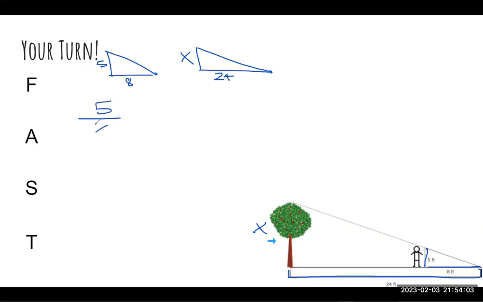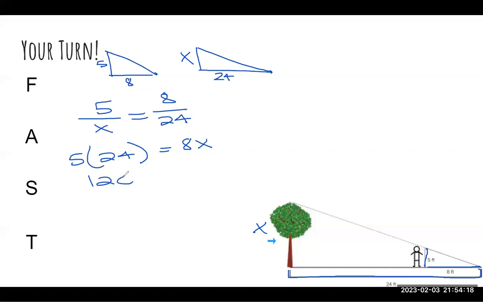So 5 over x is equal to 8 over 24. Well, 5 times 24 is going to be equal to 8x. 5 times 24 is 120. So 120 is equal to 8x. Divide both sides by 8. x is going to equal 15. So we found the height of our tree is 15 feet.